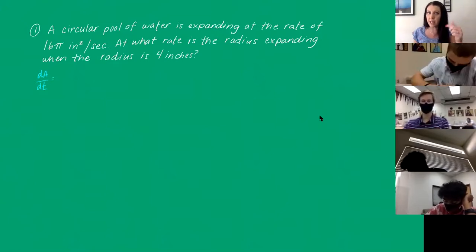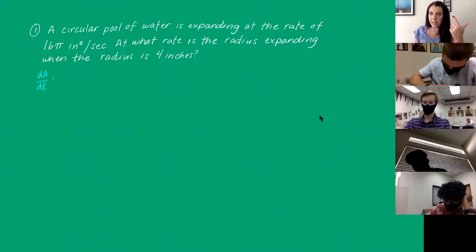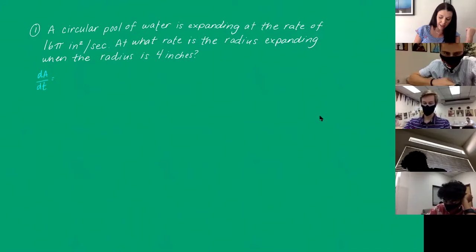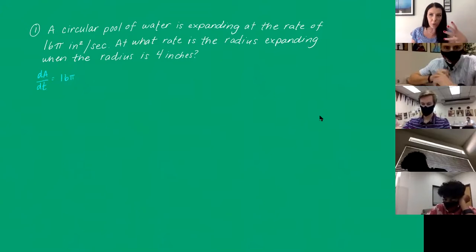And your unit should make sense, right? So area is like inches squared. Time is like seconds. So a change in area over a change in time, and that's given by 16 pi. Now I'm going to leave the units off just for our information here because we don't need to plug units into our equation, but we'll remember to come back to those units later.